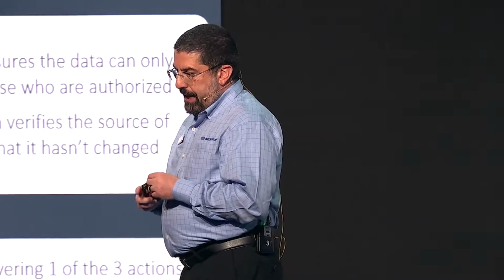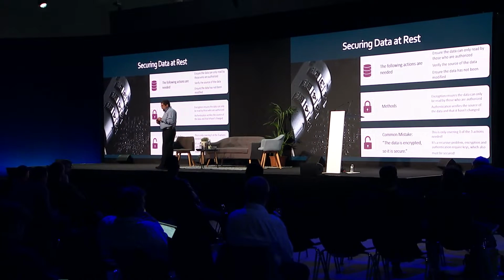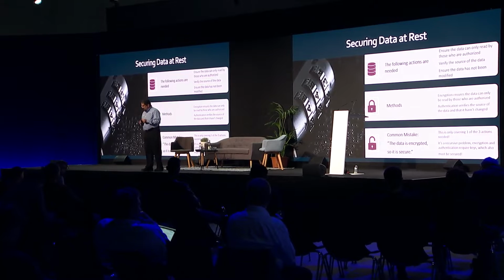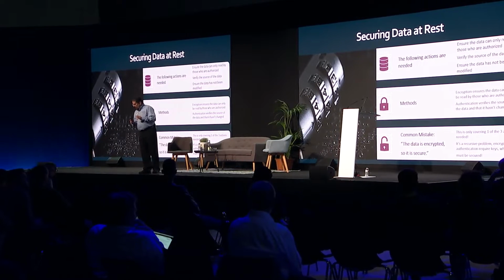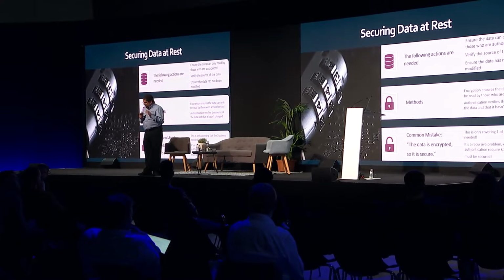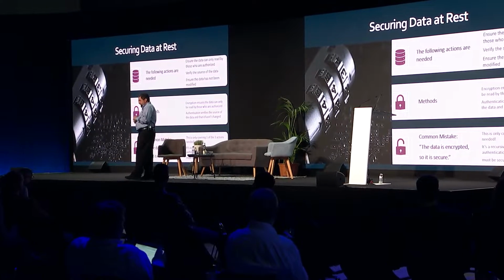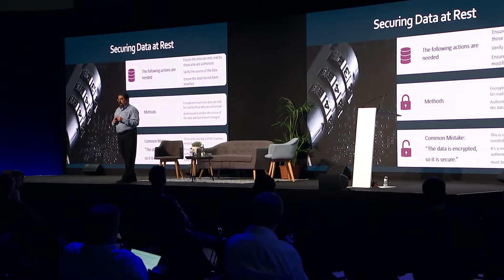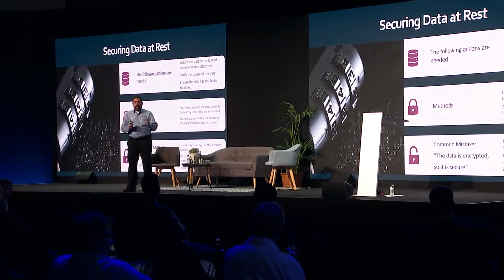Let's start by looking at how we're going to secure our data at rest. First, let's discuss what we mean by securing data. Well, when we talked about our CIA Triad, we want to make sure that information is read by authorized individuals. That's your confidentiality. We want to verify the source of the data and ensure it hasn't been modified. That's your integrity.